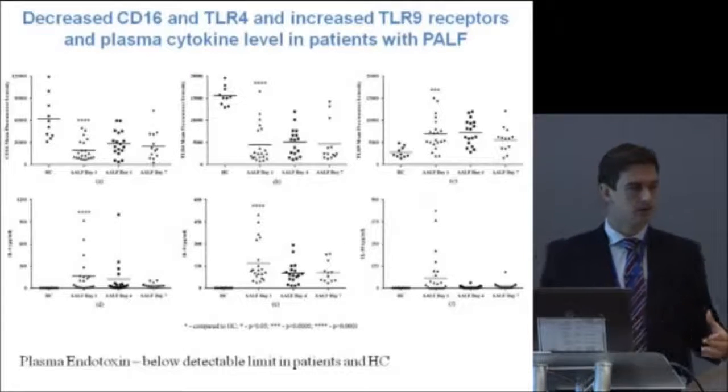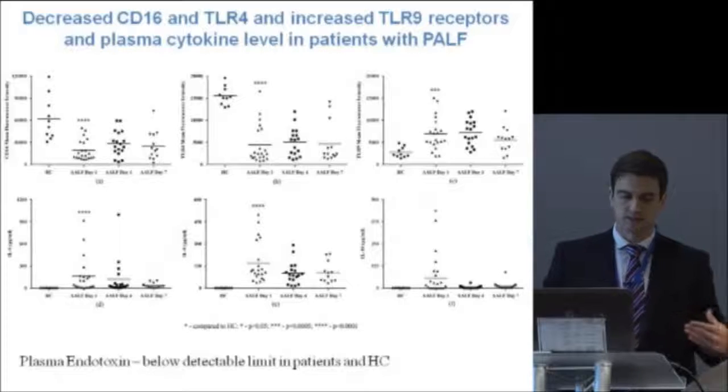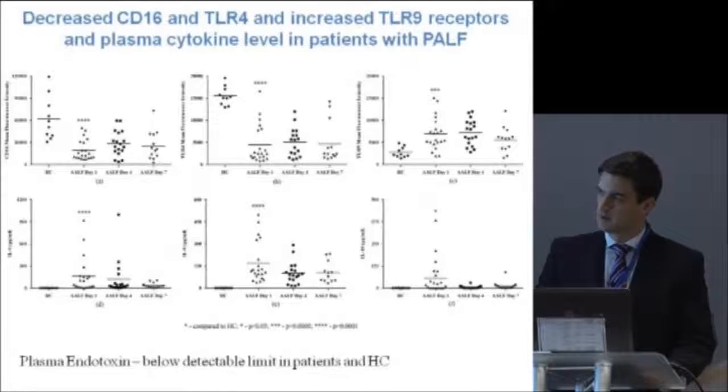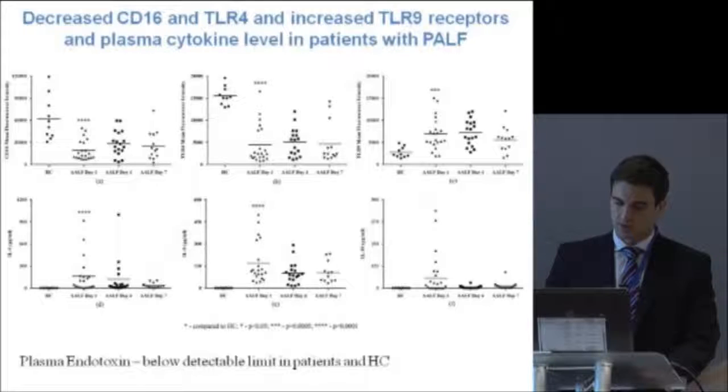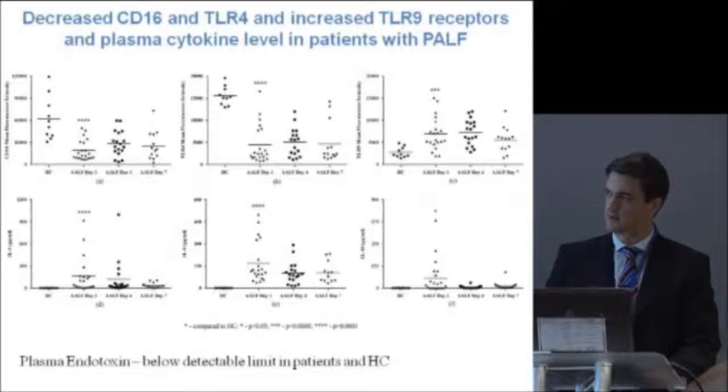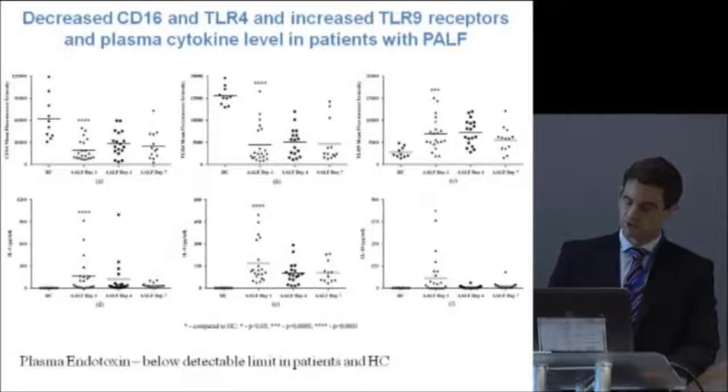Taking this forward to look at the toll-like receptor expression, what we saw was that toll-like receptor 4 was significantly decreased on day 1 compared to healthy controls, and conversely, toll-like receptor 9 was significantly increased. And then looking at graphs D, E, and F, what we see is the inflammatory burden and interleukin 6, 8, and interleukin 10 respectively, and they're all markedly increased on day 1 in paracetamol-induced acute liver failure.